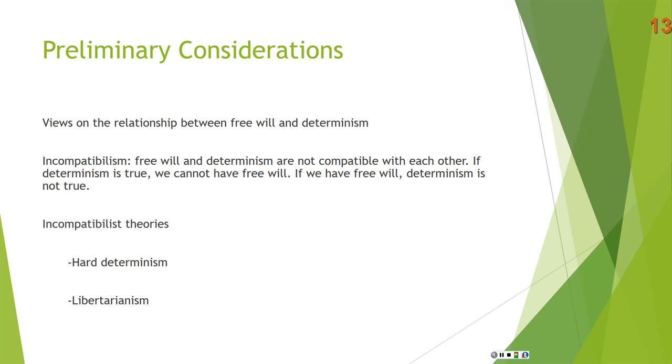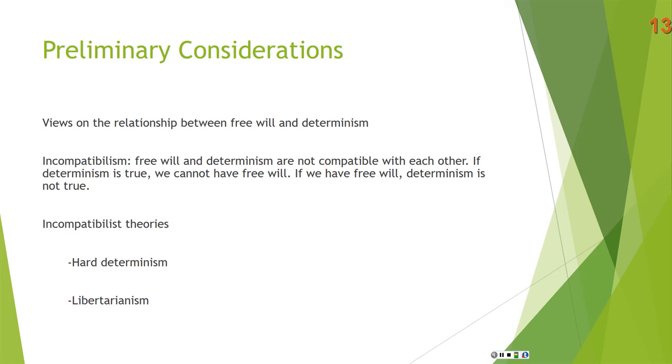One, there's incompatibilism, which says that free will and determinism are not compatible with each other. So if determinism is true, then we're not free. On the other hand, if we are free, then determinism is not true. So it's like saying that they can't both be right at the same time. And there are two incompatibilist theories that we'll discuss: hard determinism and libertarianism.